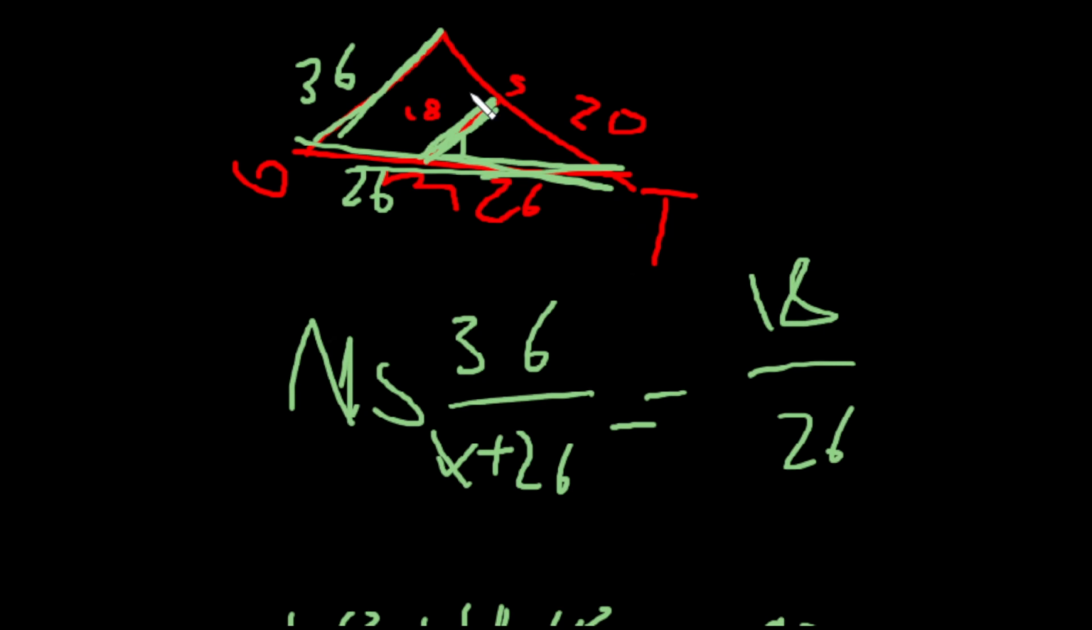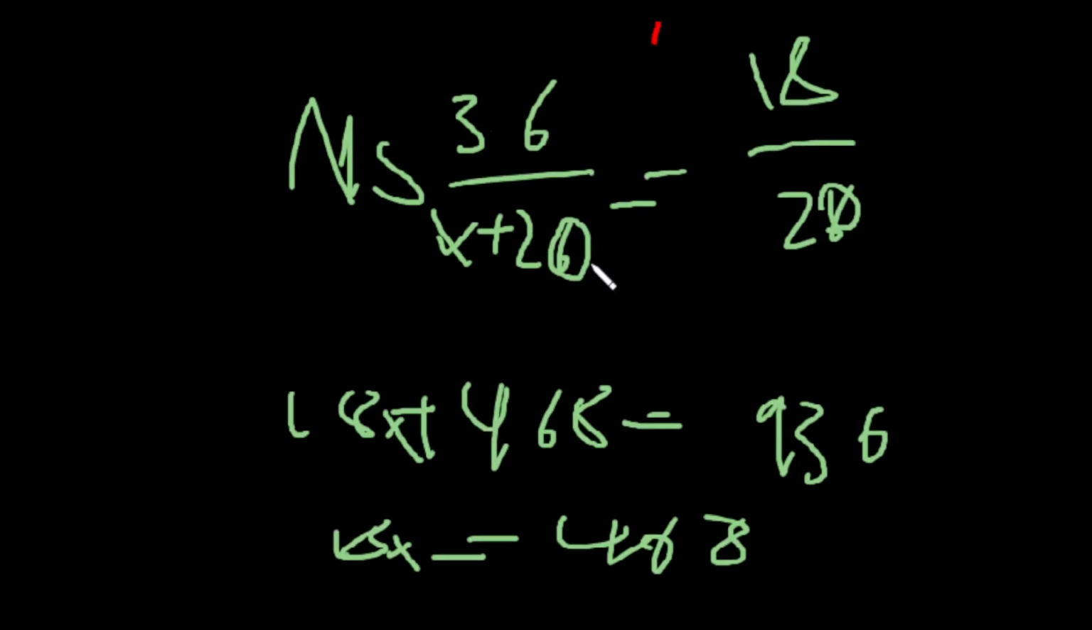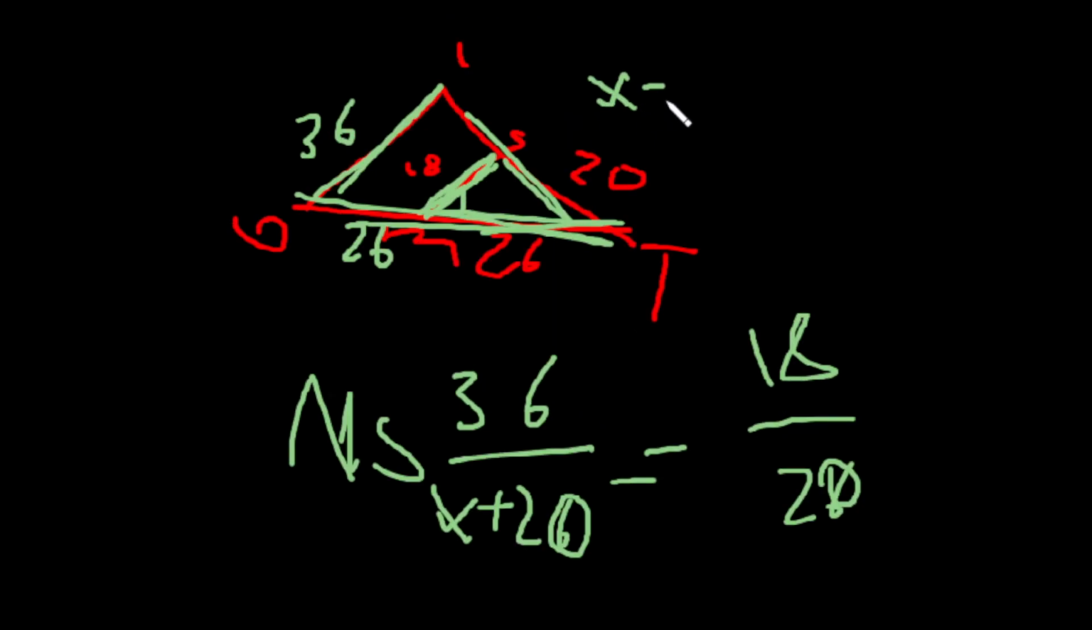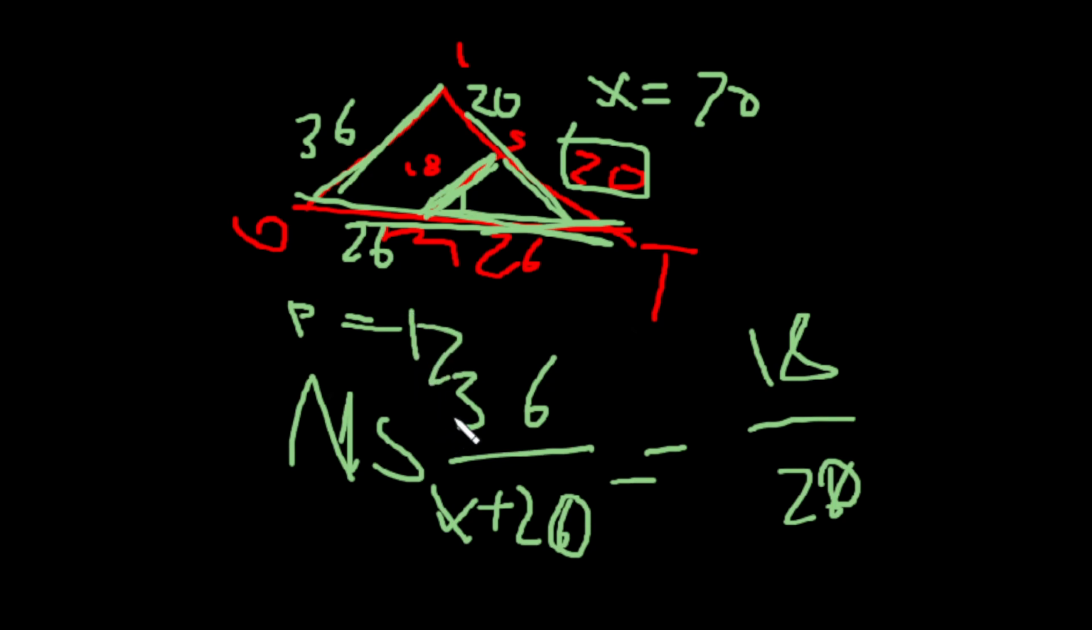And to find this part is the same process, but instead of 26, it's 20. Just because we switched the numbers doesn't change the fact that x is always going to be equal to this side or this side. So it's 20 on this side. So therefore the perimeter equals 36 plus 26 plus 26 plus 20 plus 20, which is 128.